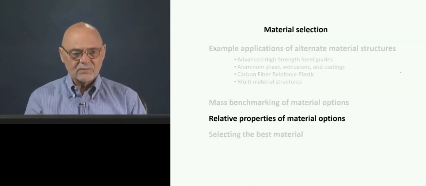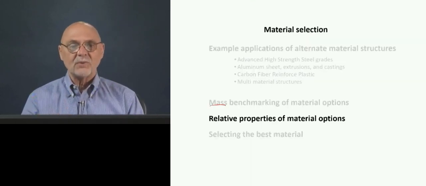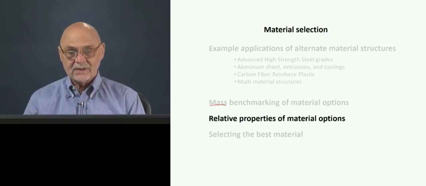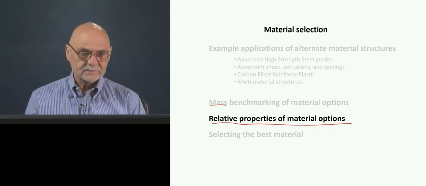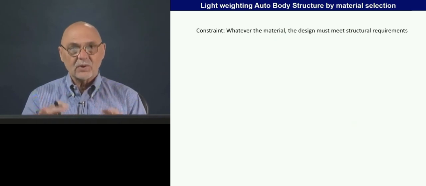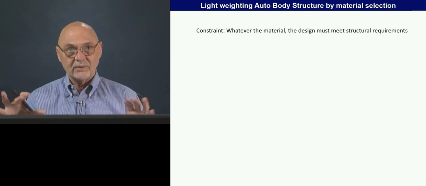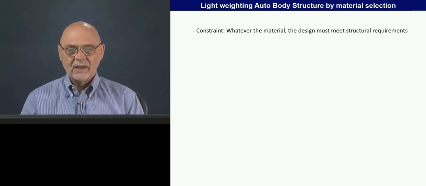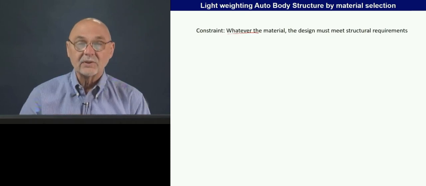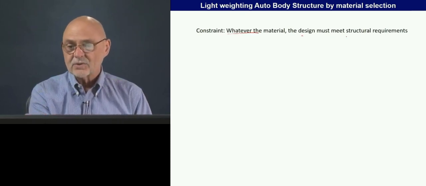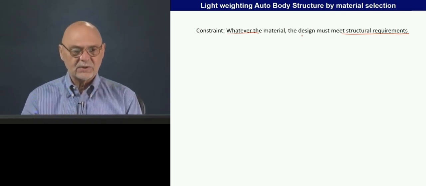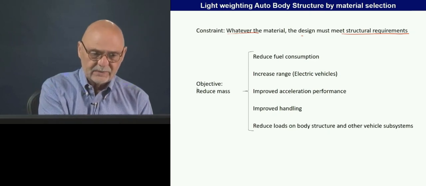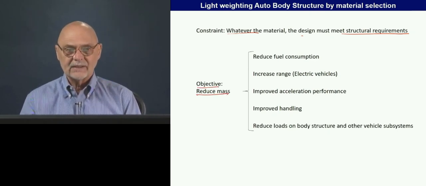Okay, so now we have some ideas of what the potential is for different materials in real-world application. Let's take a closer look at the relative properties of material options. Again, we want to always look at these from the idea that we're designing auto body structure parts, and we're saying right off the bat that whatever material we select, the design must meet the structural requirements. Then we can compare the opportunities with different materials. And our objective here is to reduce mass.